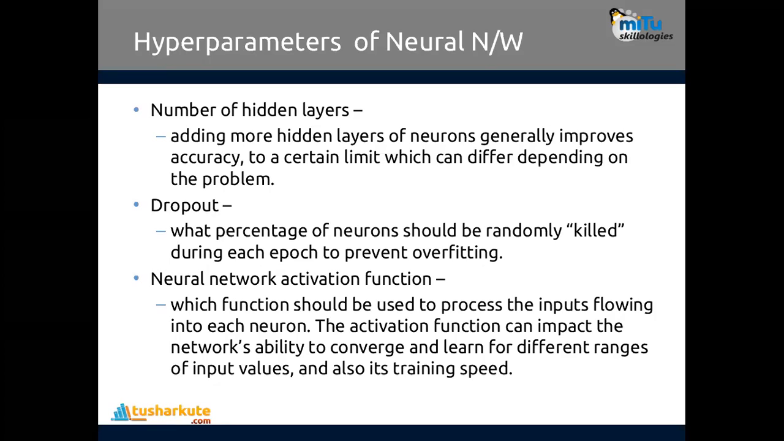Okay, what percentage of neurons should be randomly killed during each epoch to prevent overfitting? You might have learned about overfitting and underfitting. Overfitting is when a perfect model is created, using all the values perfectly on that model. That is called overfitting. Underfitting means something completely different: the data is different and the model is working differently.